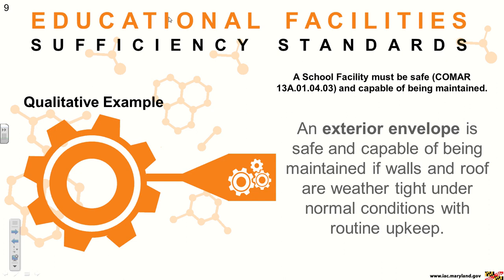The sufficiency standards include both qualitative and quantitative standards. The qualitative standard for a roof is that it is weather-tight under normal conditions with routine upkeep. If a roof is continually leaking over time despite attempts to stop the leaks, then the roof will qualify as a deficiency, regardless of whether it's only 5 years old out of an originally expected lifespan of 20 years.